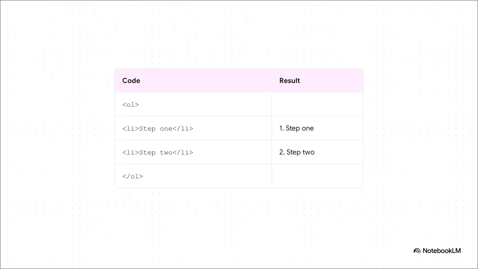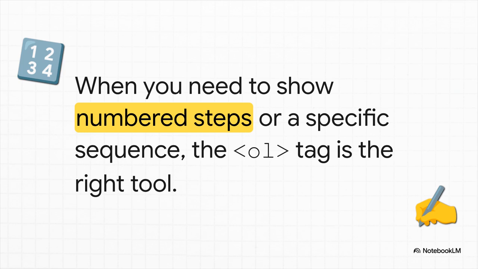And would you look at that? The code is almost identical to what we just saw. You still use LI for every single item, but this time you wrap the whole group in an OL tag. That one little letter change tells the browser this is a sequence, and it automatically spits out the numbers for you. So yeah, the mental shortcut here, just as simple. If you're thinking numbered steps or some kind of ranking, OL is the tag you're looking for.